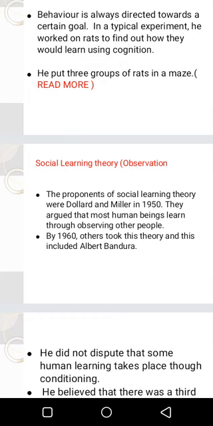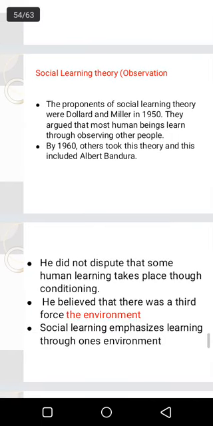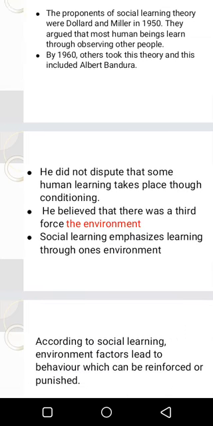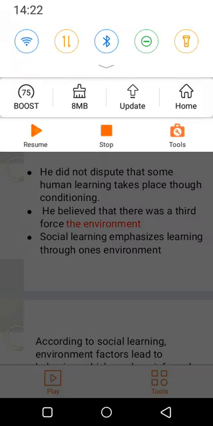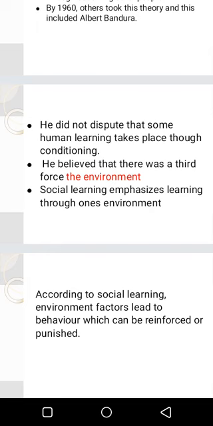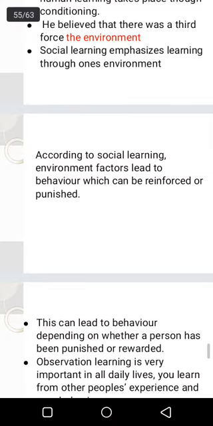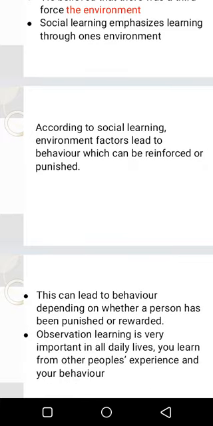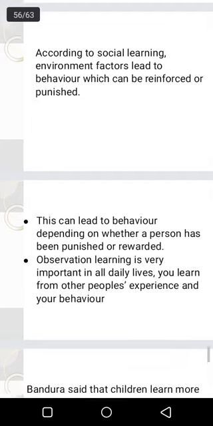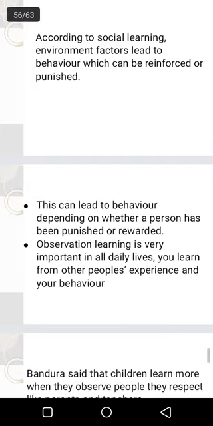By 1960, others took up this theory, and this included Albert Bandura. He did not dispute that some human learning takes place through conditioning. He believed that there was a third force, the environment. Social learning emphasizes learning through one's environment. According to social learning, environmental factors lead to behavior which can be reinforced or punished. This can lead to behavior depending on whether a person has been punished or rewarded.